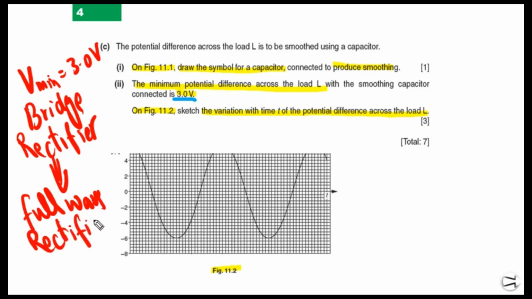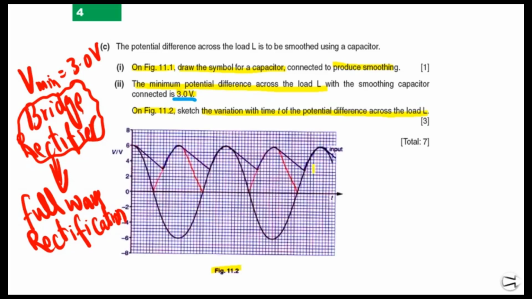Often students get confused about what to do here, because this question is all about the bridge rectifier. So: bridge rectifier, full wave rectification. Based on these points, we can answer this question. This is how I have drawn the circuit for you. Actually, this is C2, this is not C1. Looking at this, first of all, this was given to us without rectification. Then when we rectify this, this is what we will get.